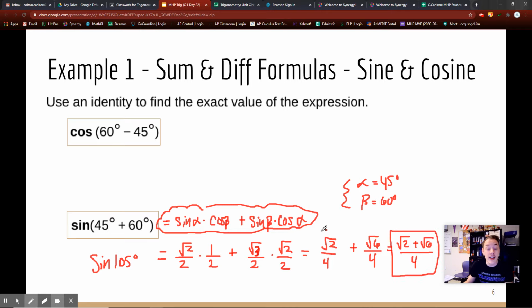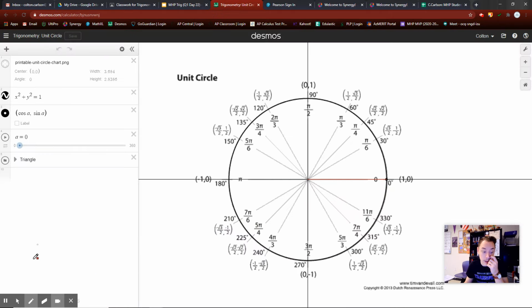Okay, so what is sine of 105? We found that out to be radical 2 plus radical 6 all over 4. Clearly something that could be a decimal. Clearly something that Math Excel will want an exact value for.